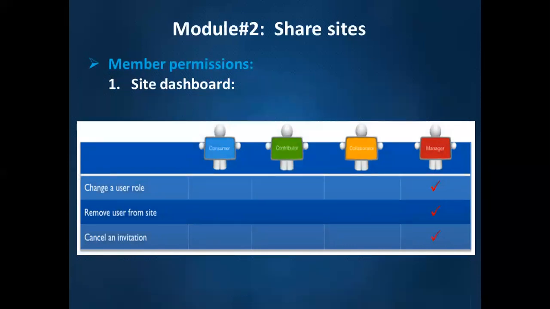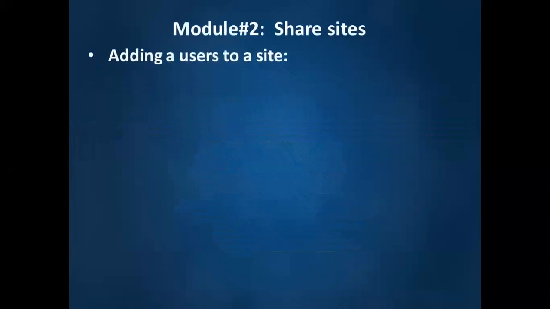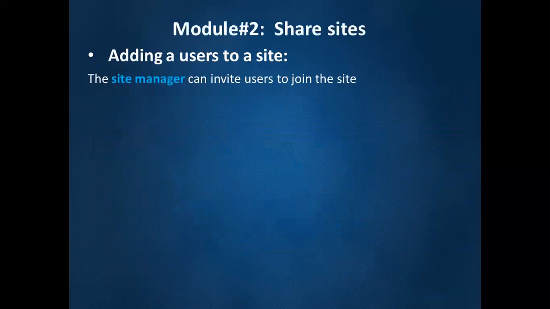So let's focus more on this kind of permission, member permissions, because we will practice it later: how to set a role for our user, how to remove it, and how to cancel an invitation. Let's move now to see how to add a user to our sites. The site manager can invite users to join the site.